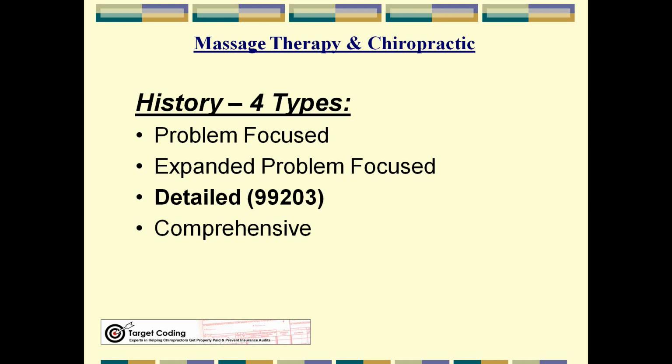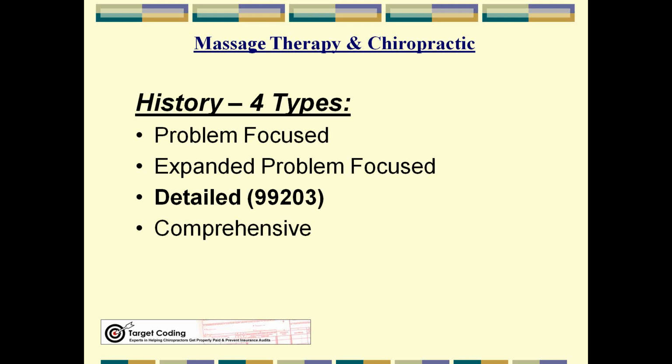You see, when you bill an insurance company, whether it's Medicare, Blue Cross Blue Shield, Aetna, Cigna, United Healthcare, Allstate, PI cases, workers' comp, you bill 99203. You're telling the insurance company a lot of information. You're telling them you did a detailed history. What's a detailed history? Hopefully you all know what this is. If you don't, let me share with you.